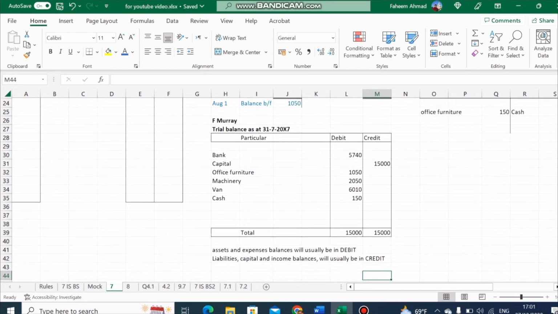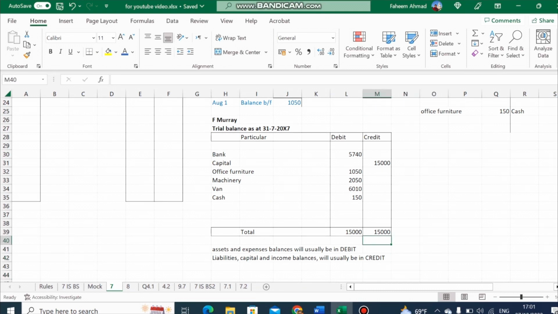So you can see the totals of debit side are equal to totals in credit side. That means most probably our initial trial balance is accurate. If debit side and credit side are not equal to each other, that means there may be some problem, some error or mistake. So this is how you prepare a trial balance for statement of financial position accounts.